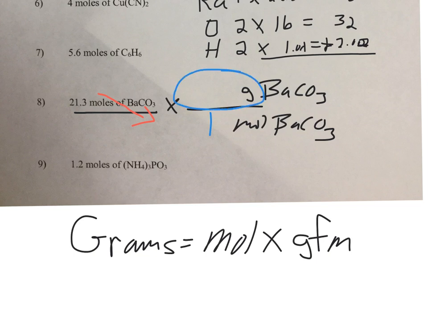So what's my molar mass? Ba is what? Barium weighs how much? 137. Okay, carbon weighs 12. Oxygen weighs 16 times 3 is how much? 16 times 3? 48. Okay, so now you're going to add all of this up. What's my molar mass?